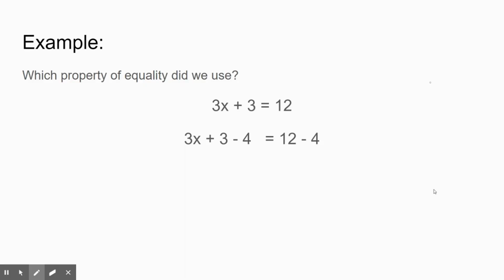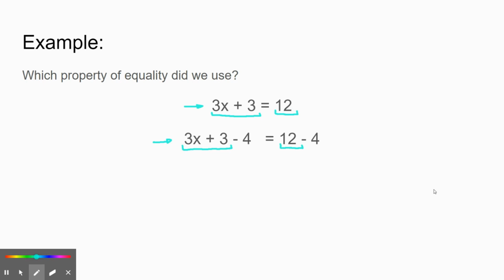So, in this example, we're just going to try to figure out which property of equality we used. We started with the equation 3x plus 3 is equal to 12. And then we wrote an equivalent expression, which is 3x plus 3 minus 4 is equal to 12 minus 4. Well, one place we can start is by underlining or highlighting the things that are the same. For the most part, for right now, if we're just trying to figure out which property we used, we can actually kind of ignore those things.